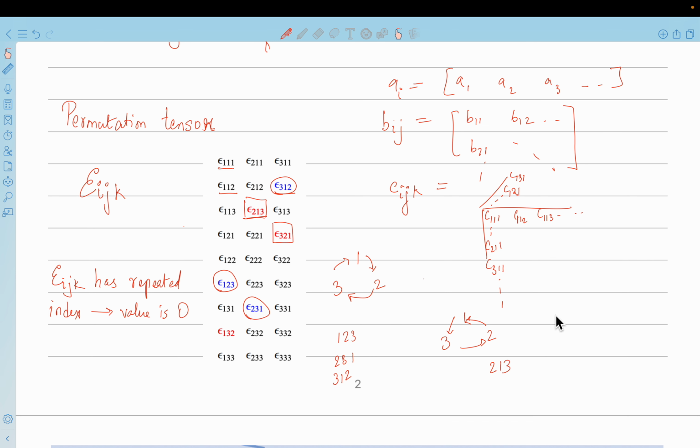So if ijk is clockwise, then the value is +1. If it is anti-clockwise, the value is -1. Are these rules clear?